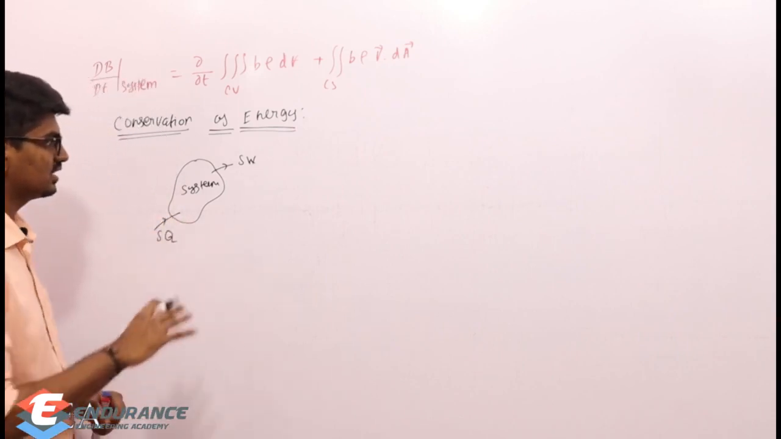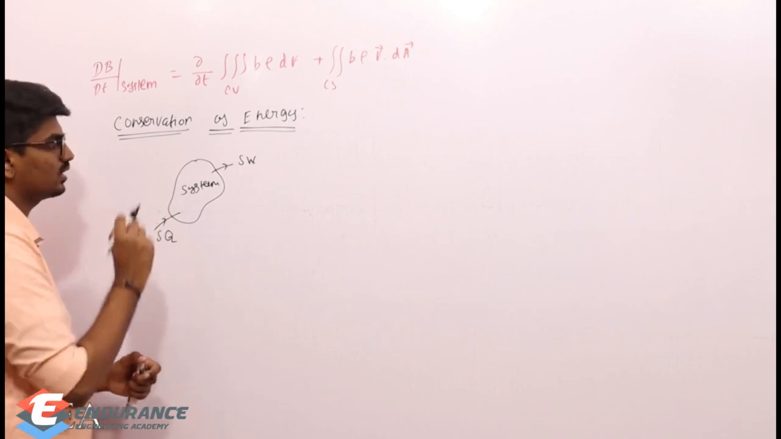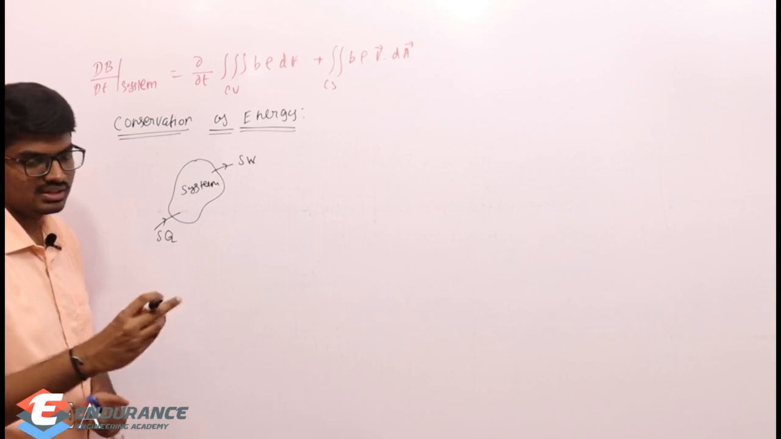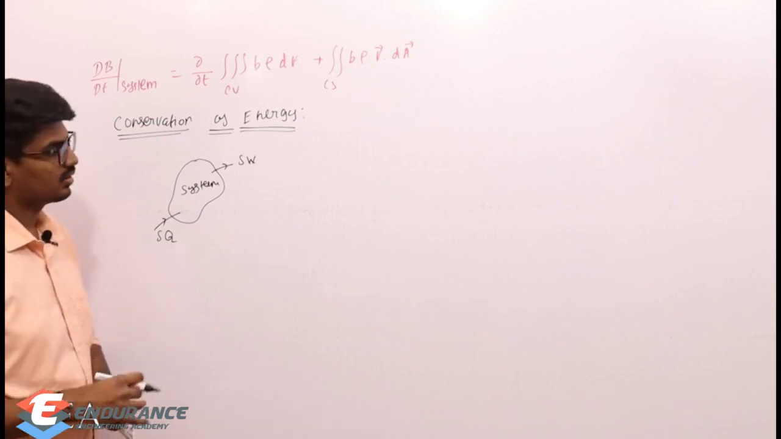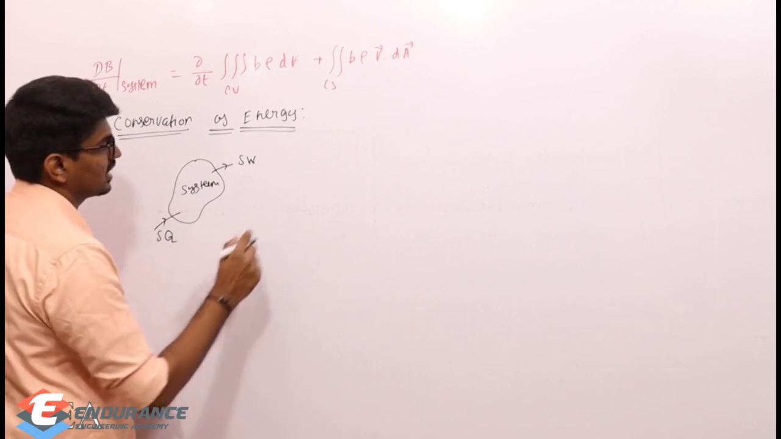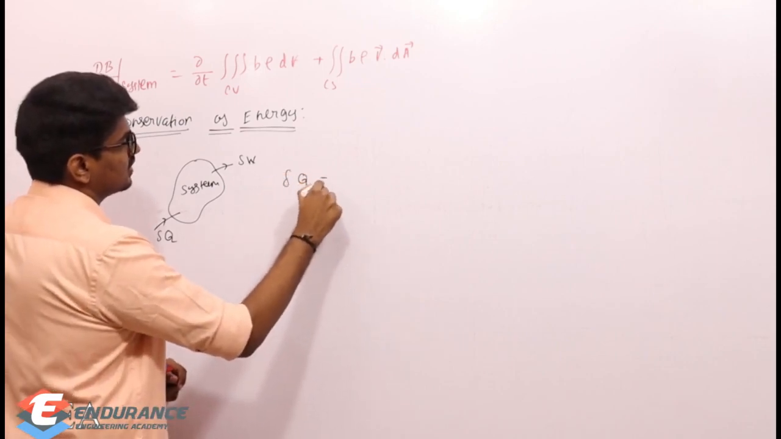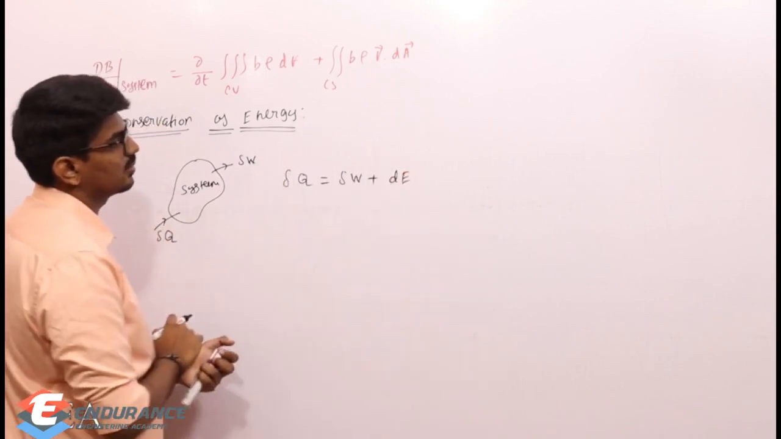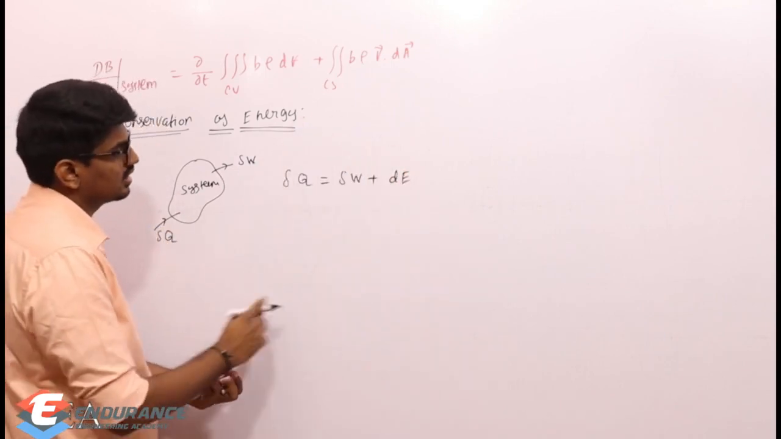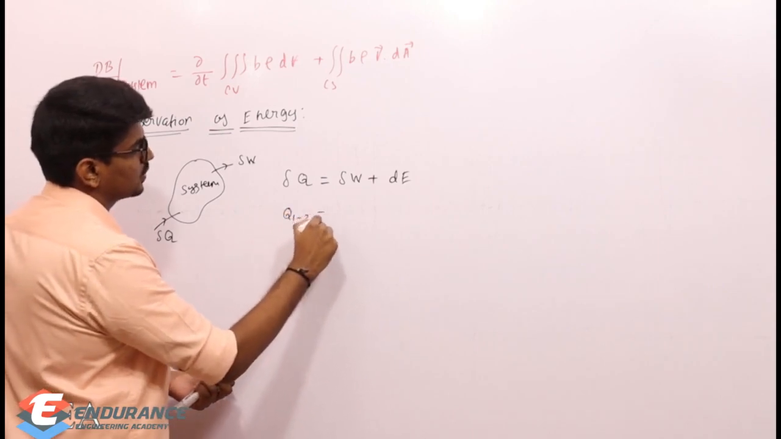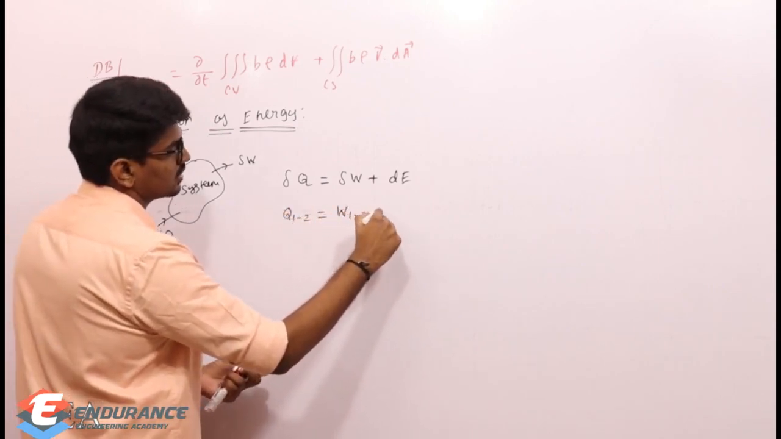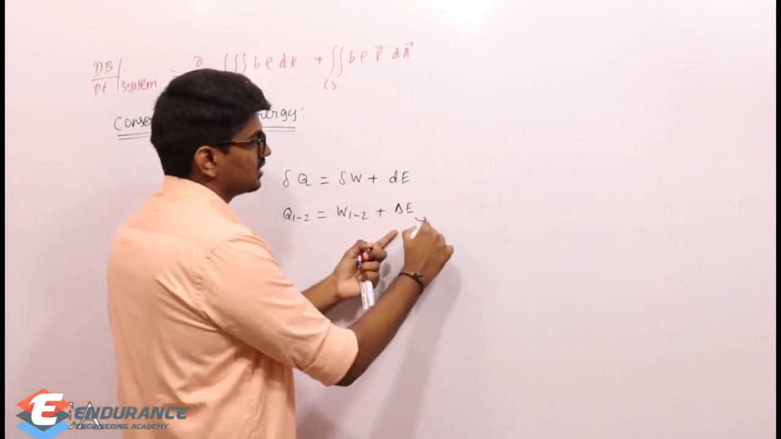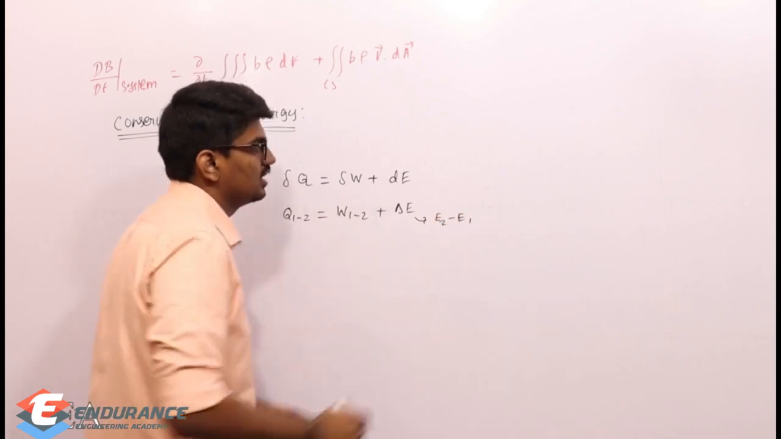First of all, we will concentrate on the system. If I am concentrating only on the system, then it is internal energy, kinetic energy and potential energy. So overall, by using the first law of thermodynamics, I can write that this heat transfer will be equal to work transfer plus some differential energy. If I want to write it in a normal form, I can write it as: during a process 1 to 2, heat transfer equals work transfer during process 1 to 2 plus change in energy, delta E implies E2 minus E1.